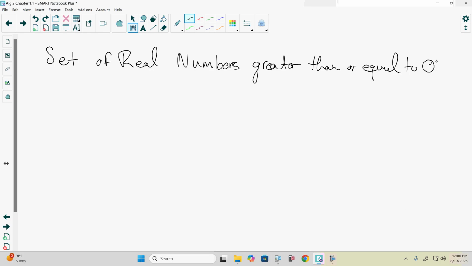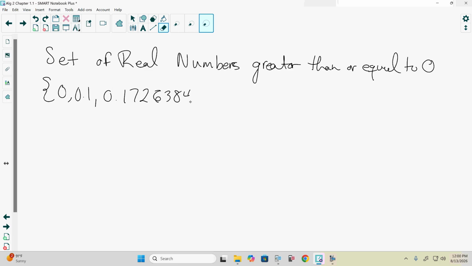Thank you. So if we wanted to write this set, the set of real numbers greater than 0, as we've done it up to this point, we would start with 0, yes? What would our next number be? Right, because we could have 0.1. We could also have 0.172638497, because that's technically bigger than 0.